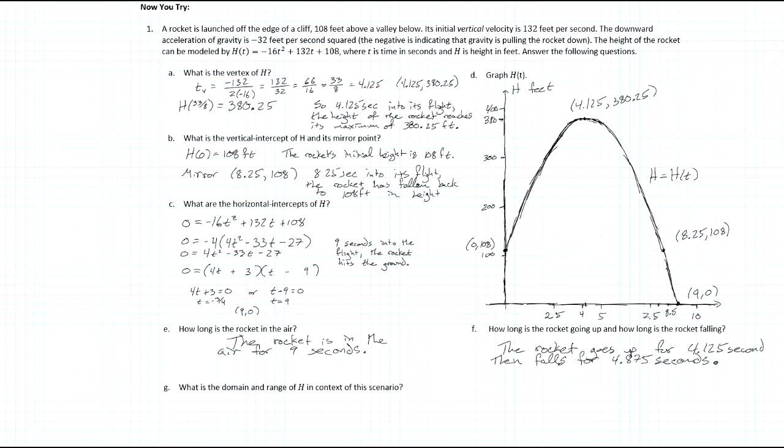Finally, we'll say what's the domain and range in context. The domain is all of the times that the rocket's in the air, from 0 to 9 seconds, and the range is the heights that the rocket takes on. A height of 0 when it hits the ground, all the way up to its maximum height of 380.25 feet. All right, that is it for this problem.